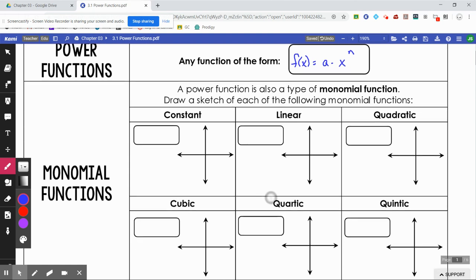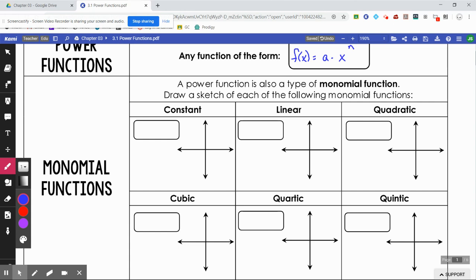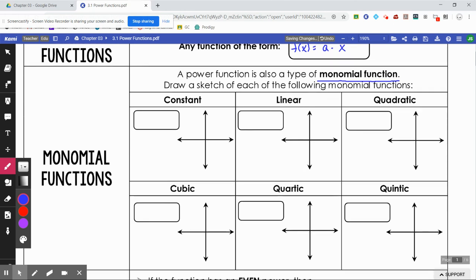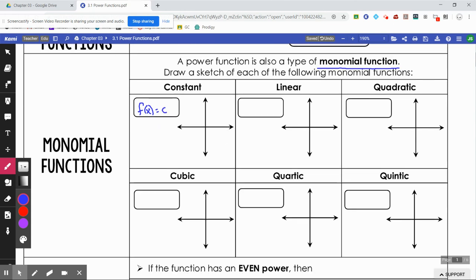So let's now look at some common monomial functions that are power functions. A power function is also a type of monomial function, meaning it's a one-term function. Draw a sketch of each of the following monomial functions. So let's look at our monomial power function that is a constant. That'd be f of x equals some constant c, and that would, of course, be x to the 0 power there.